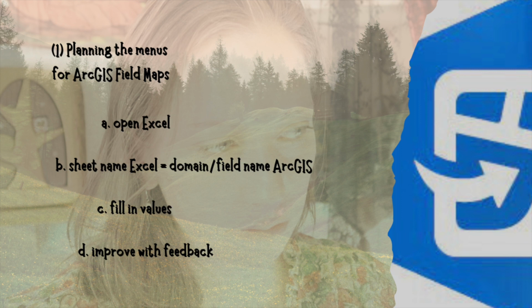Now let's get started with step number 1. In step number 1, we will be planning the menus for the ArcGIS Field Maps app. We will open Excel and work with several Excel sheets within one Excel file. Each sheet will receive a name, which will later turn into a domain or a field name in ArcGIS. We will fill in values and improve our planning, receiving some feedback.